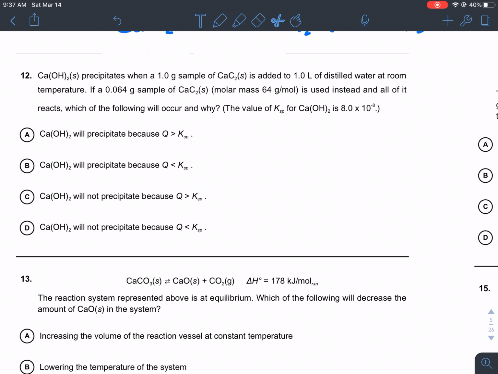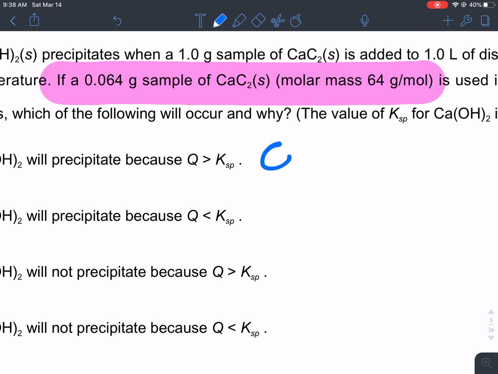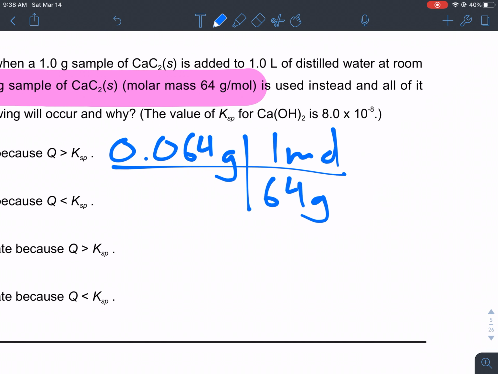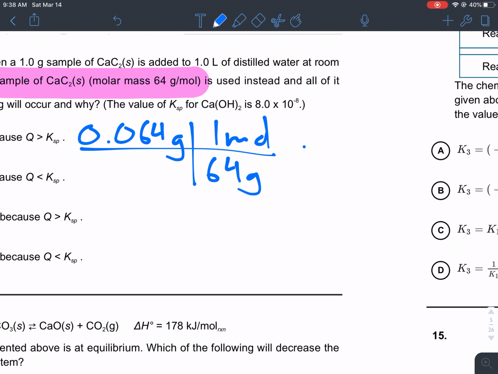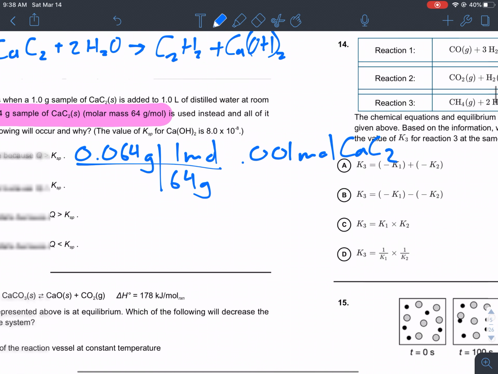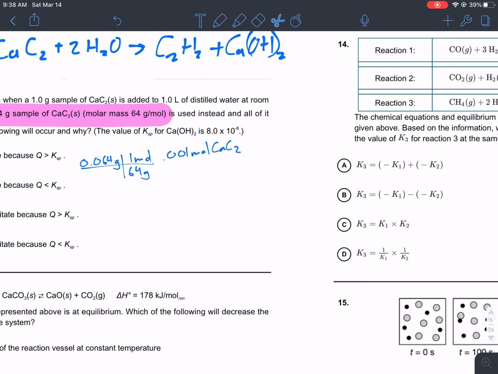I said, you know what? This was glaring at me in the face. They obviously want me to get this into moles. 0.064 grams of calcium carbide divided by 64 grams per 1 mole. Notice how nice those numbers are. You get 0.001 moles of calcium carbide. Now that's over 1 liter, so that's not just the moles, that's also the molarity, right?